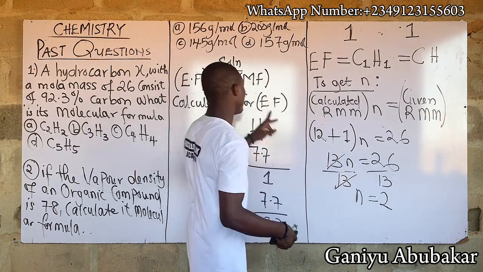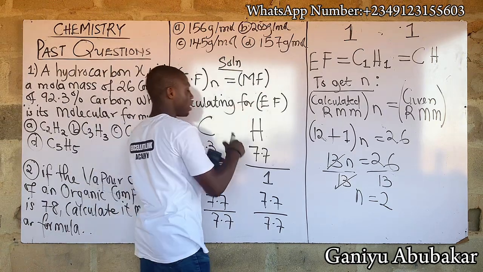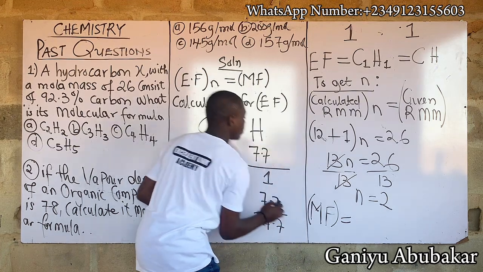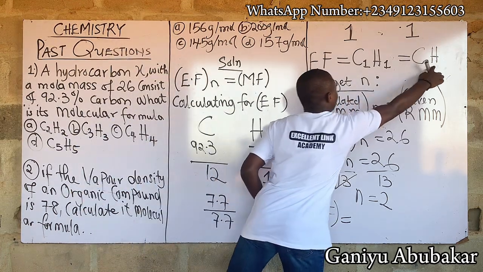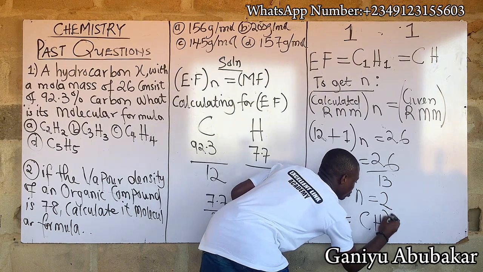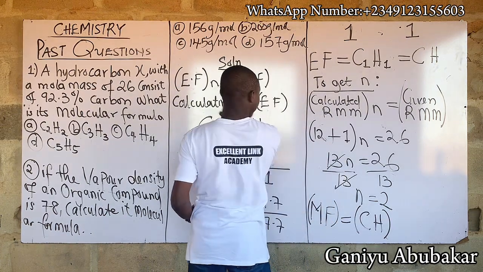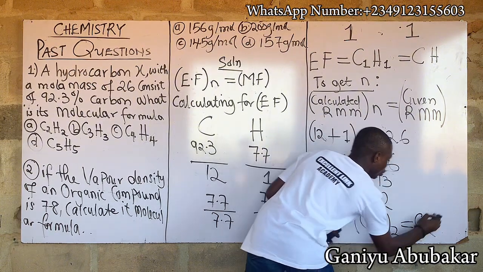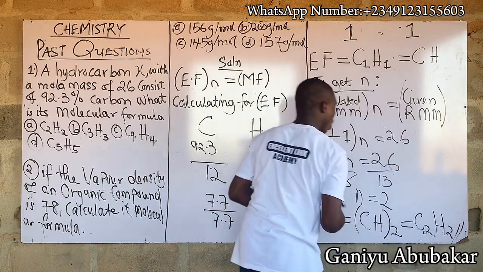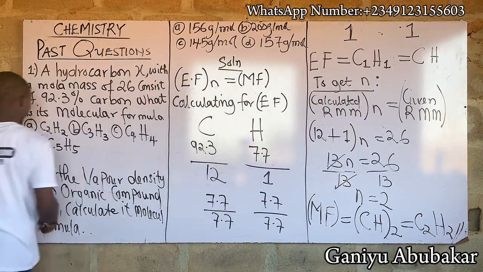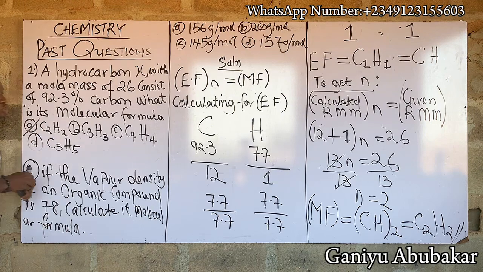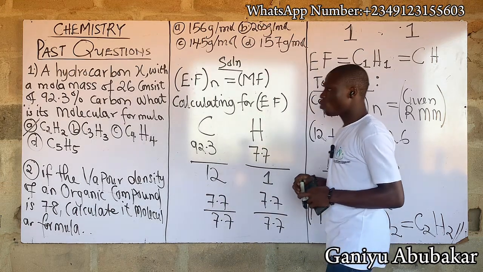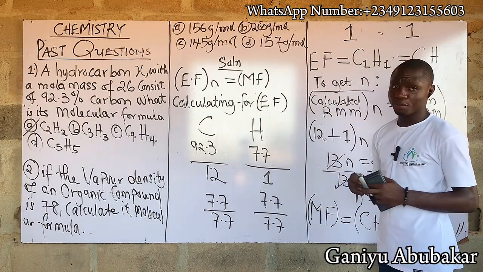So to get my molecular formula is quite simple now. Molecular formula is equal to empirical formula, CH, times n. What's n now? N is 2. So expand this: this is C2H2. So my answer becomes C2H2. That's the answer to question number 1. So this C2H2 is my molecular formula of this compound.